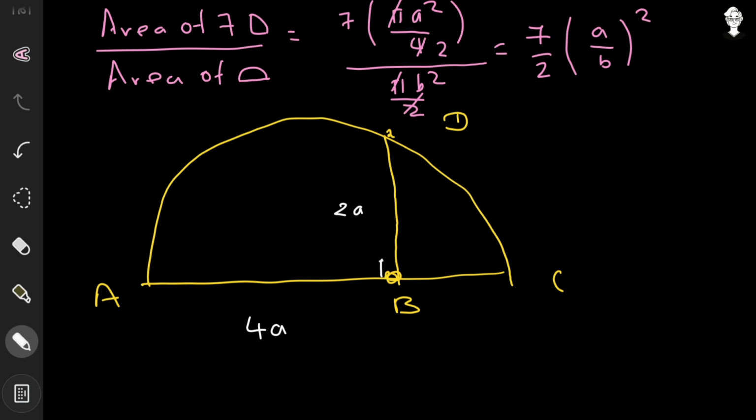And this angle B is a 90 degree angle. You can just reverse the video and see in this original diagram. So angle B is a 90 degree angle. Now what I will do is draw a line segment from point A to the point D and another line segment from point D to the point C.